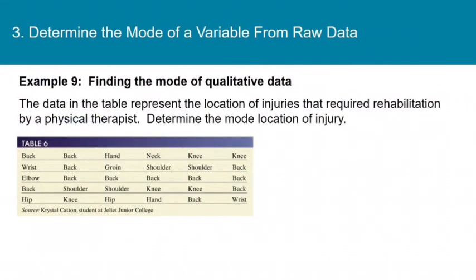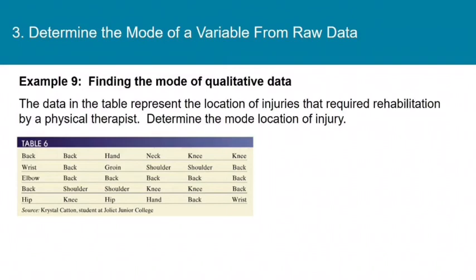And here's example 9, and this is a table of qualitative data. You may remember this table from section 2.1. This says the data in the table represent the location of injuries that required rehabilitation by a physical therapist. Determine the mode location of injury.